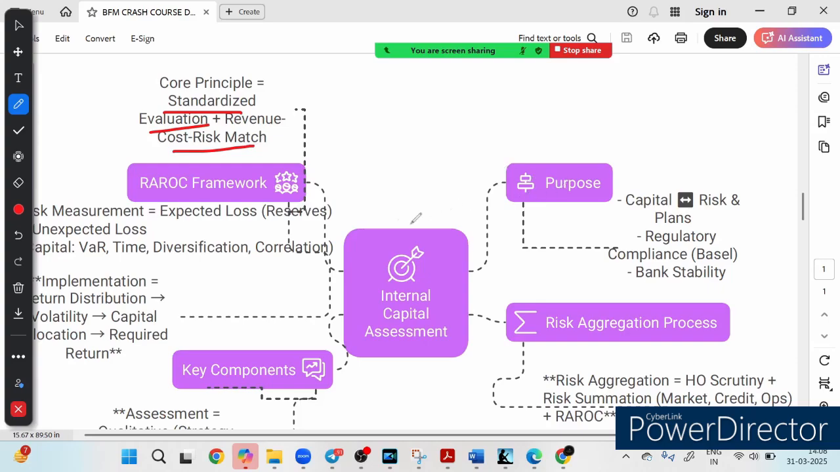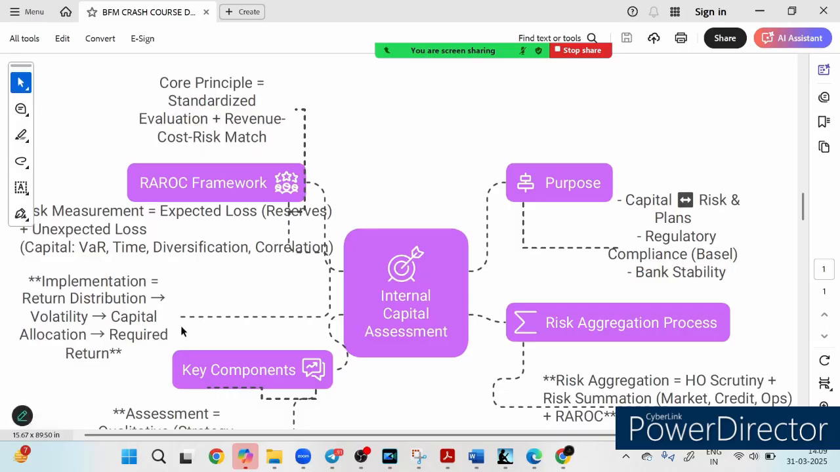What is the purpose of this framework? The purpose is that it links capital planning directly with the risk exposure, right? It ensures compliance with the Basel regulation, ultimately making the bank more resilient. Ultimately, it promotes overall bank stability, safeguarding the institution against unforeseen financial shocks. So that is the purpose of it.